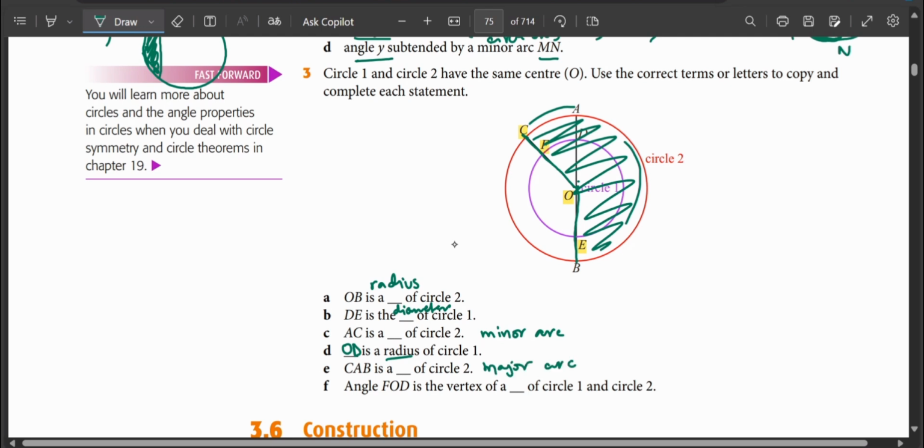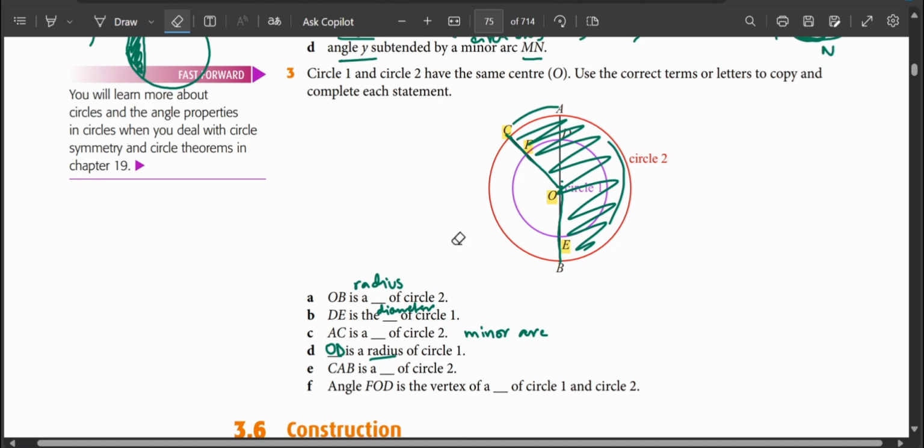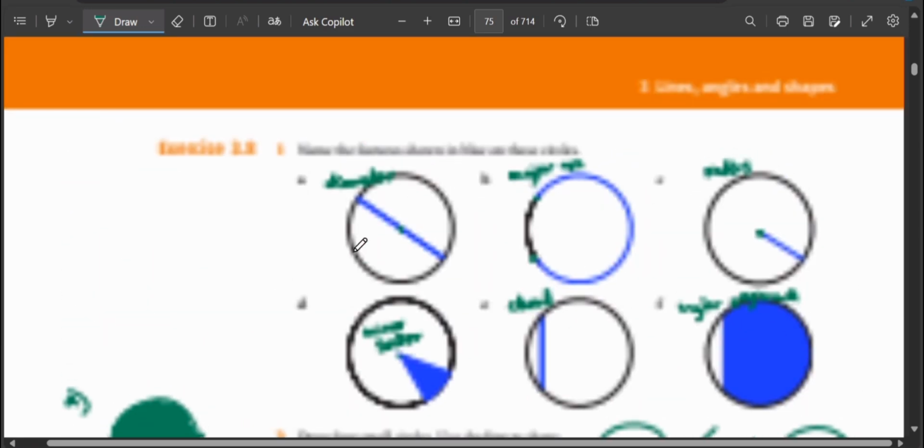Angle FOD. I made it very messy, so it's hard to find. Okay. Angle FOD. What is angle FOD? Angle FOD is going to be a sector of circle 1 and circle 2. It's a sector, a part of both. That is why angle is the word. FOD, this point, whose vertex is it? It is the vertex of the sector of circle 1 and circle 2, okay? That's what it is going to be. And this is how this exercise 3.8 comes to an end as well.